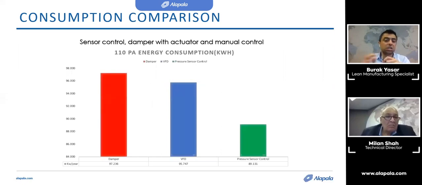So you see here on the chart, we present non-stop running fan consumption in a year. The fan speed controlled by damper system consumption is 97,000 kilowatt per year, and the fan speed controlled by VFD system consumption is 95,000 kilowatt per year, and the fan speed controlled by VFD with pressure sensor system consumption is 89,000 kilowatt. Okay. How do we calculate and produce this number?